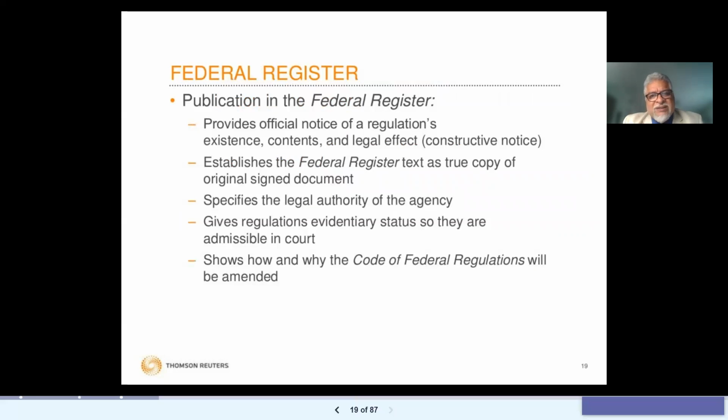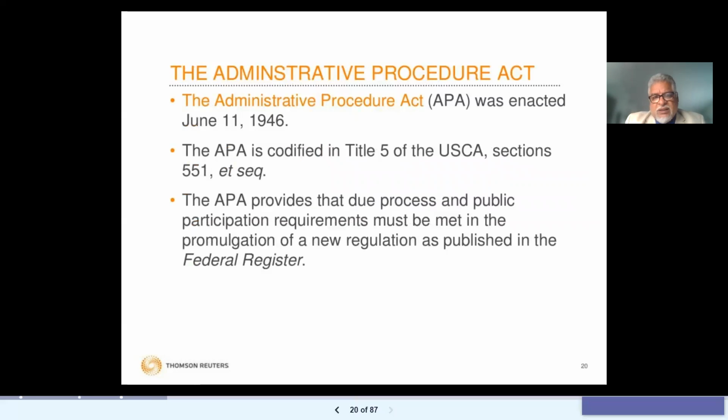So if you just Google eCFR, you'll find the publication of the Federal Register that has all the notices of the regulations, the contents, the legal effects, the text, a true copy of the actual image of the document. It gives the legal authority of the agency and the regulations, gives you dates, and shows you how and why the Code of Federal Regulations will be amended and what is taking place.